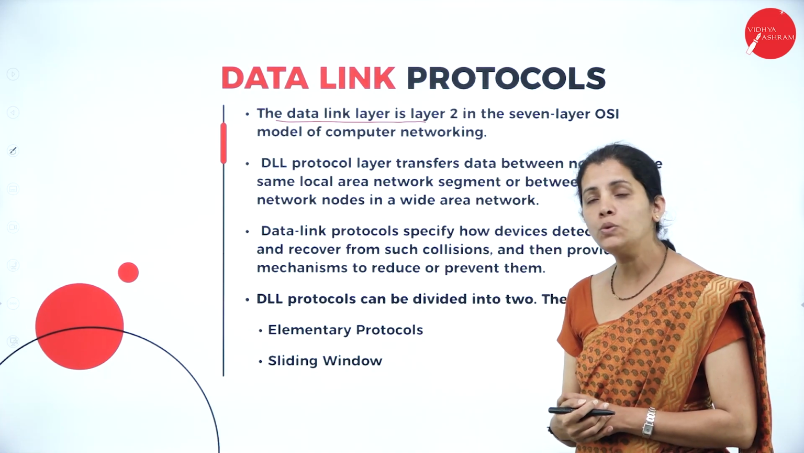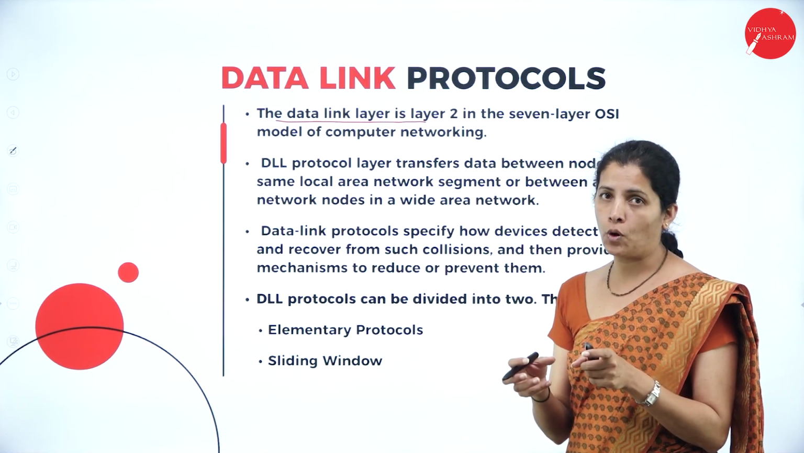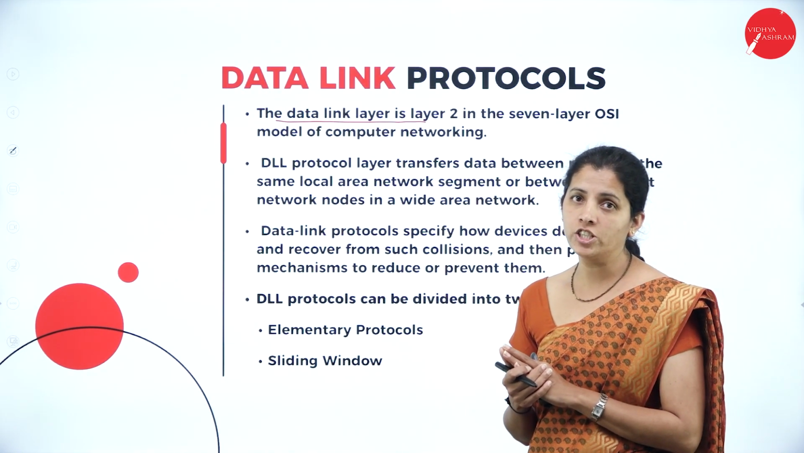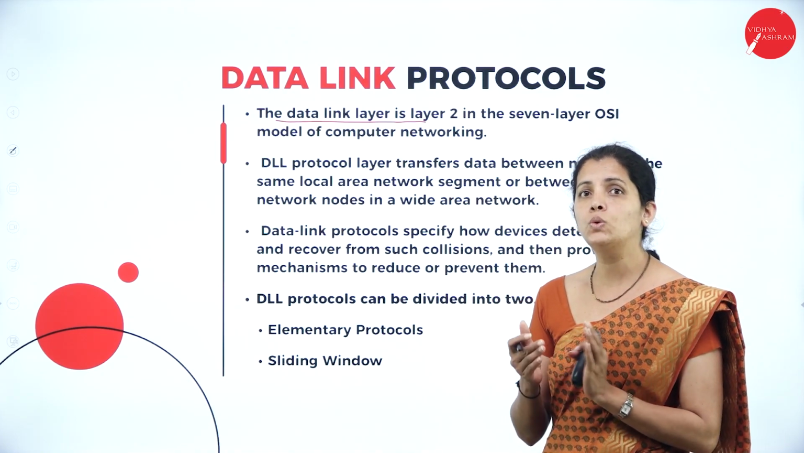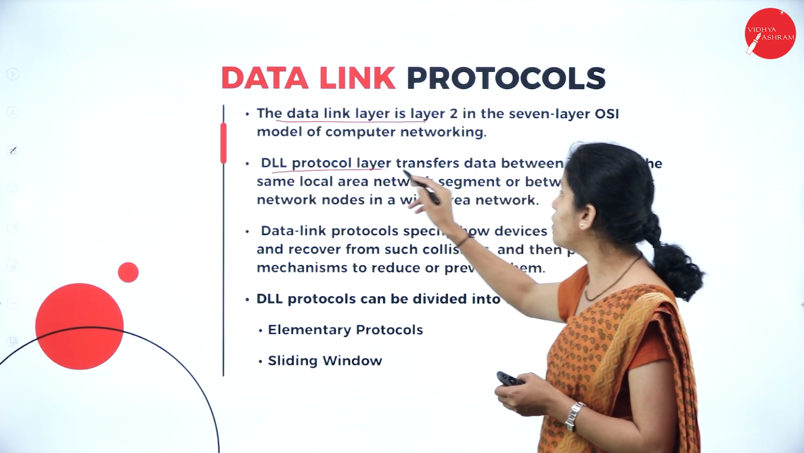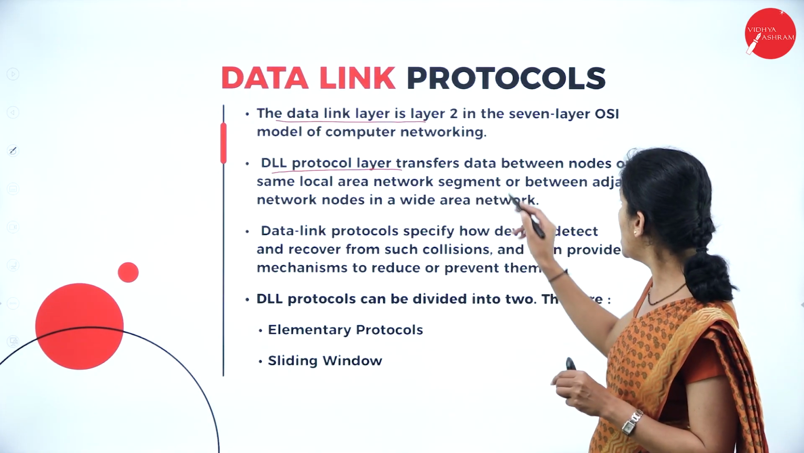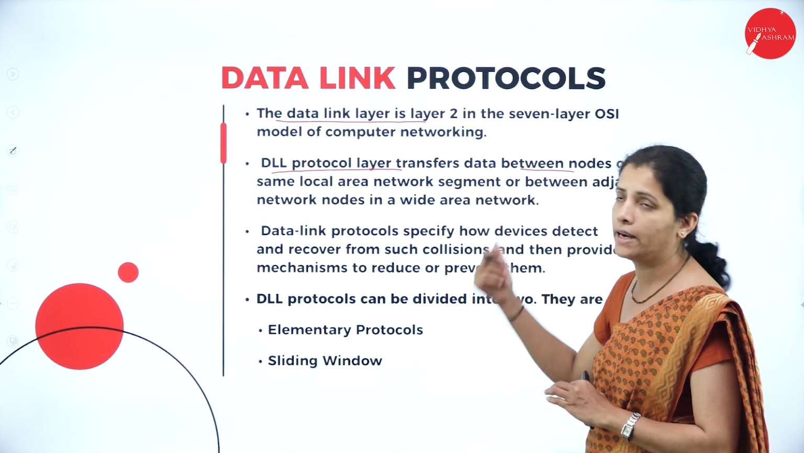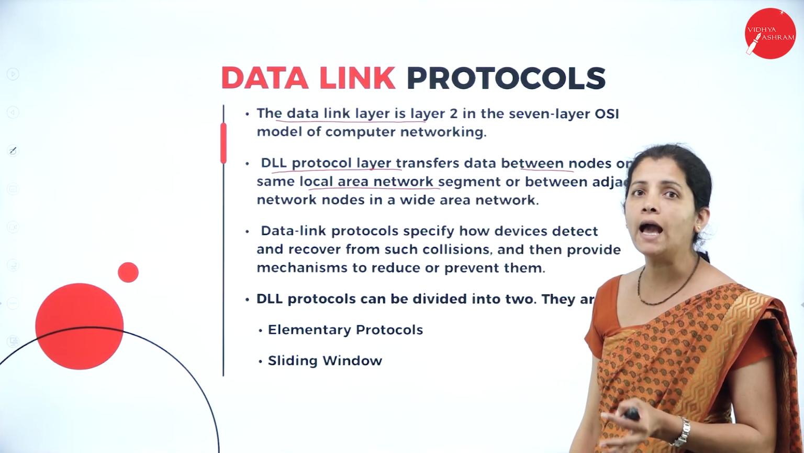Then what is the use of the data link layer? It provides some protocol. When sender and receiver want to communicate with each other, there must be an agreement between those two parties. And the data link protocol layer is responsible for transmitting the data between nodes on the same local network. So what is a local area network? That is nothing but the LAN.